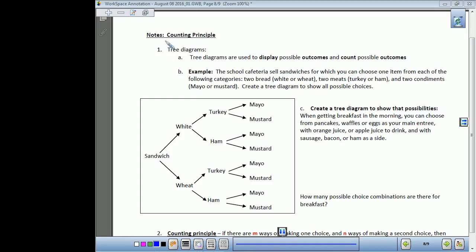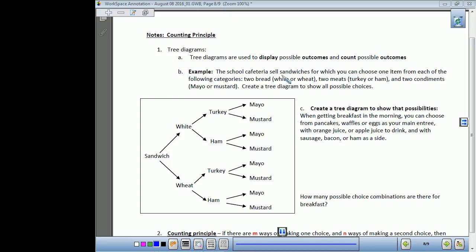So today what we're studying is the counting principle. The first thing we're going to do is look at a visualization of it with a tree diagram. Tree diagrams are used to display all the possible outcomes and give us a way to count those possible outcomes. So in part B we have this example.